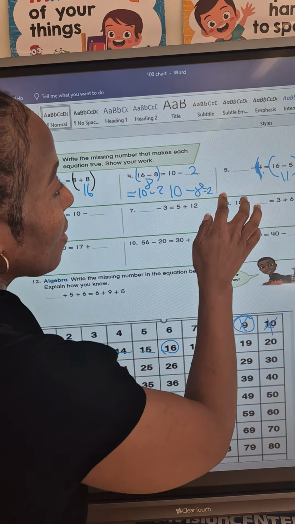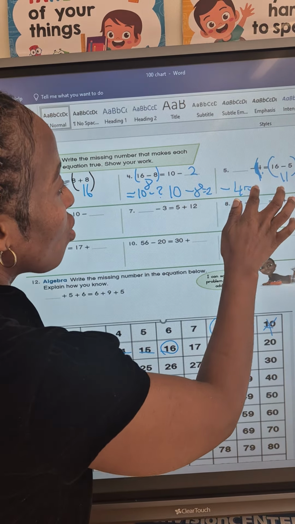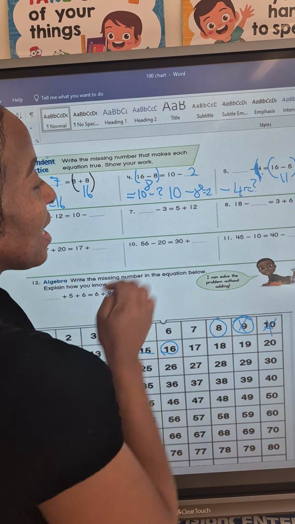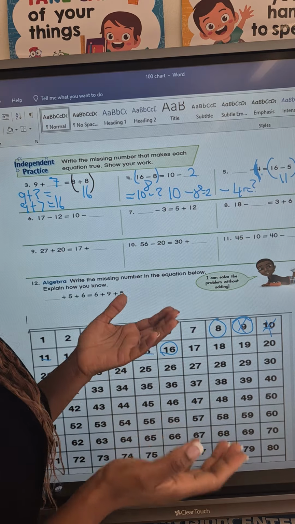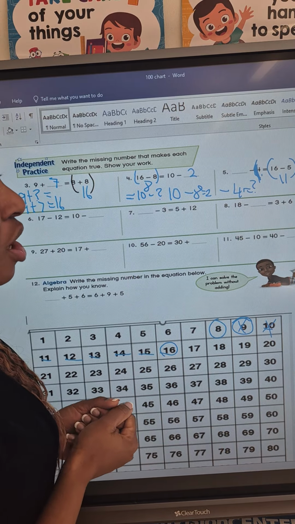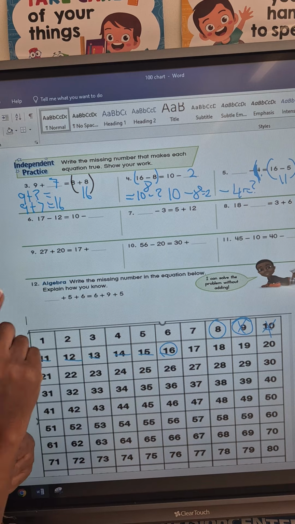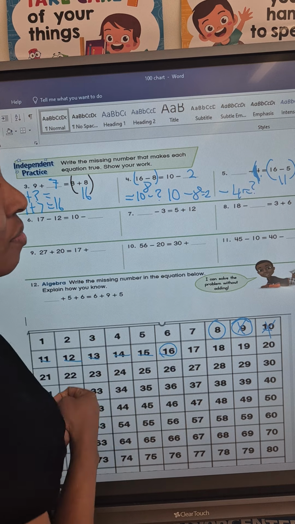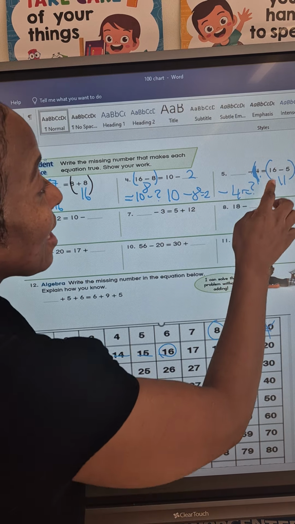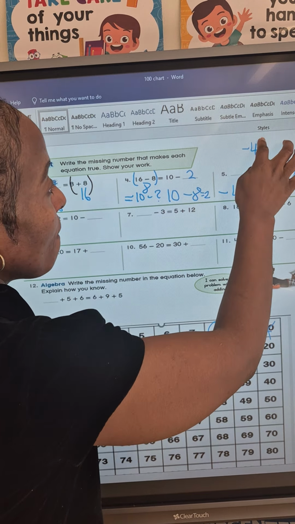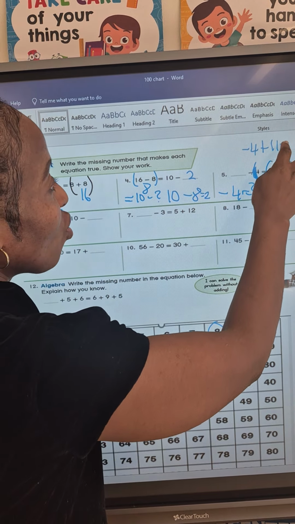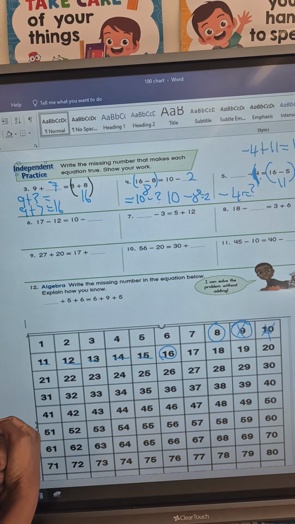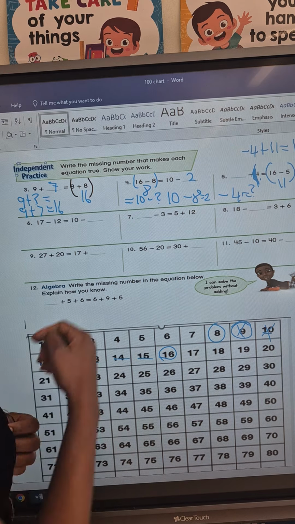What am I going to do again? Minus 4 equals. So my question mark is going to be here. What is the missing number? Because there is a minus here, this is a bit tricky. What I am going to do now, I'm going to add, because I have a minus here. So I'm going to add 4 plus 11 equals what? 15. 11 plus 4 is 15.